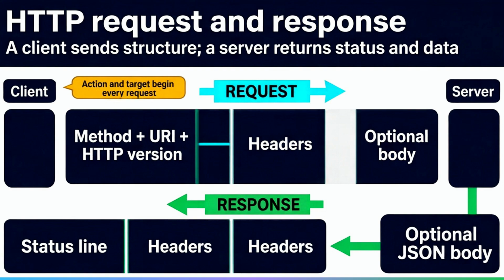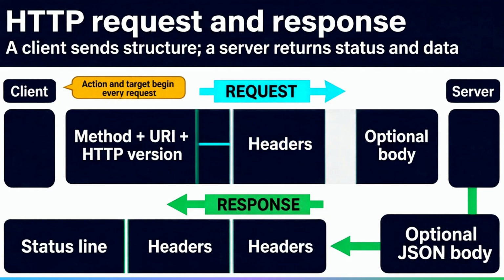Picture the exchange as a conversation. The client sends an HTTP request. The server processes it and sends an HTTP response. A request starts with a method, a URI, and an HTTP version. Headers carry context, such as authorization and content type. A blank line separates the headers from an optional body, which supplies data when needed. The response returns a status line, headers, and sometimes a body, often JSON.